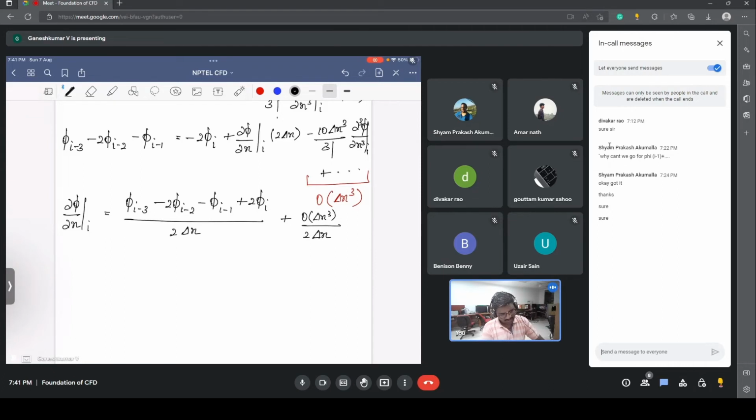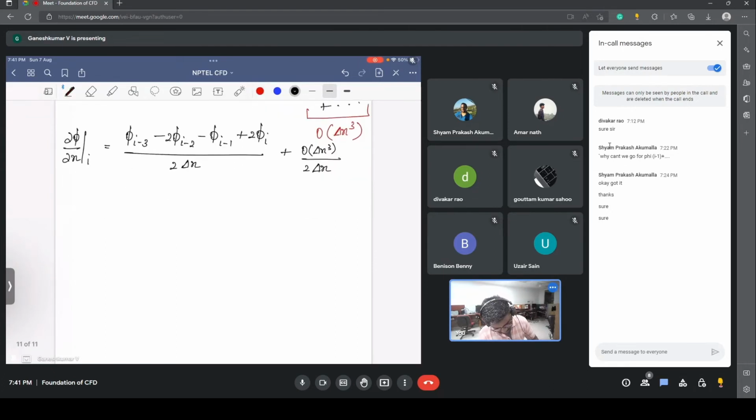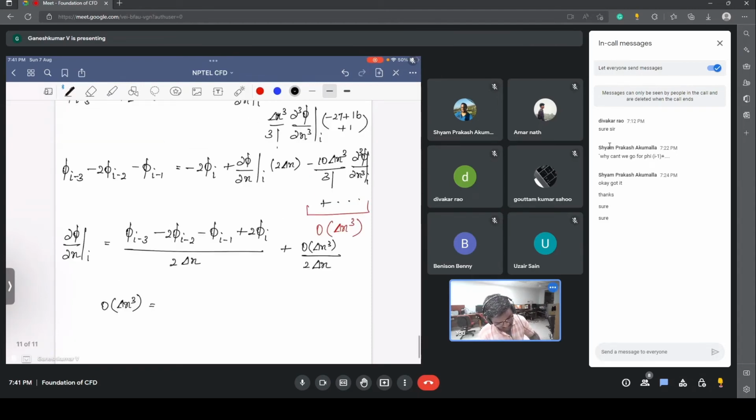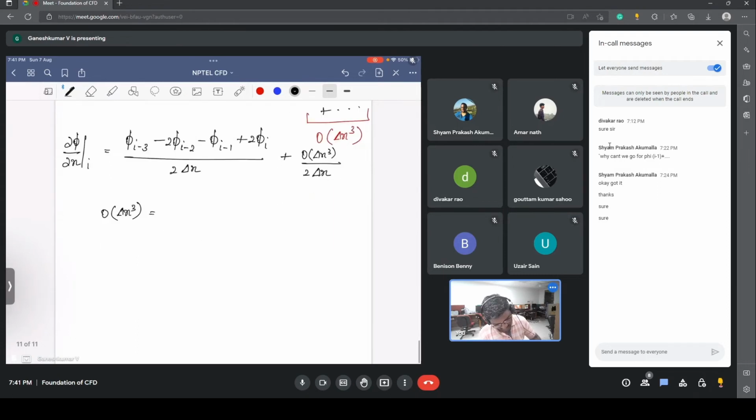So the order of delta x cube is nothing but, let me write it explicitly. It is 10 delta x cube by 3 factorial, dou cube phi by dou x cube at I, plus whatever the terms. So let's say you are dividing this order by delta x. If you divide this order by delta x, what happens?